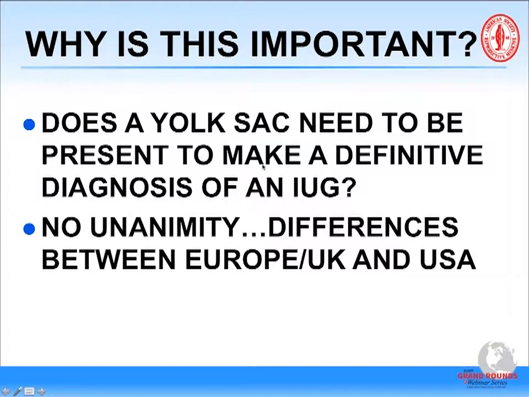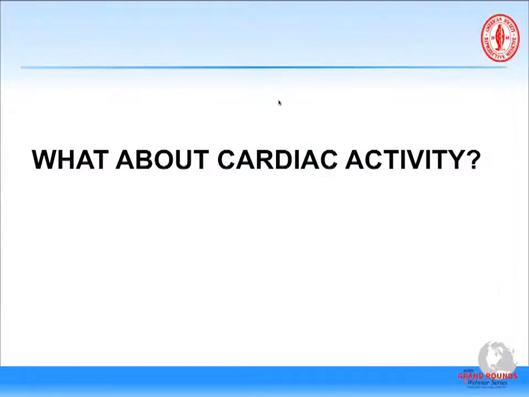Why is this important? Well, does a yolk sac need to be present to make a definitive diagnosis of an intrauterine pregnancy? The emergency room people have started doing a lot of ultrasound, and they feel that unless they see a yolk sac, they're uncomfortable making a diagnosis of a definitive intrauterine pregnancy. I don't agree. What about cardiac activity?